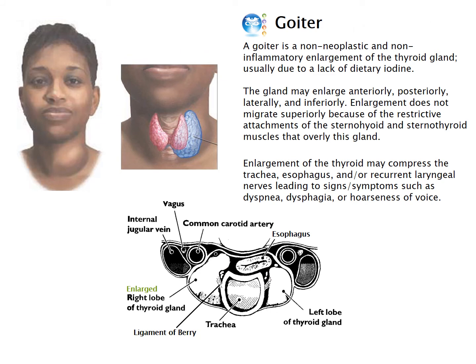A goiter is a non-neoplastic and non-inflammatory enlargement of the thyroid gland, which is usually the result of a lack of dietary iodine. As a result of enlargement, the thyroid gland will migrate in all directions except it will not migrate superiorly. This is because of the very restrictive attachments of the sternohyoid and the sternothyroid muscles which overlie this gland. Enlargement of the thyroid gland can certainly compress nearby structures, including the trachea, the esophagus, and/or the recurrent laryngeal nerves. As such, a patient could present with signs and symptoms such as dyspnea, dysphagia, or even hoarseness of voice.